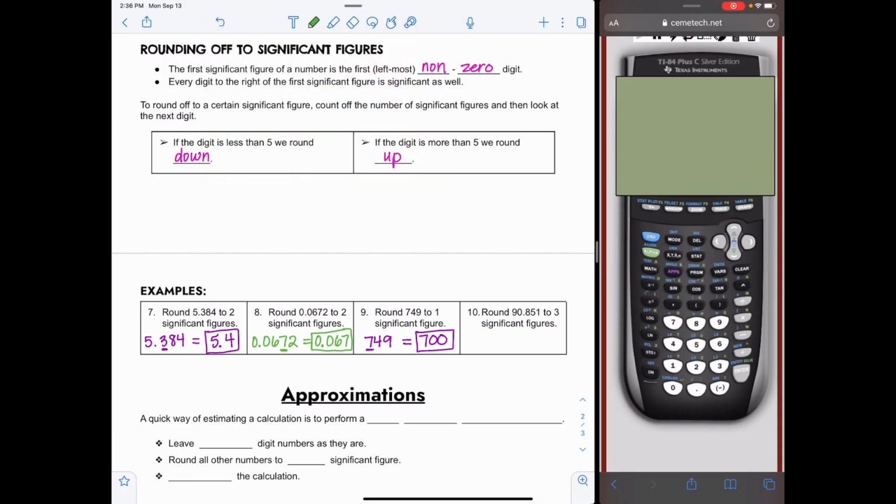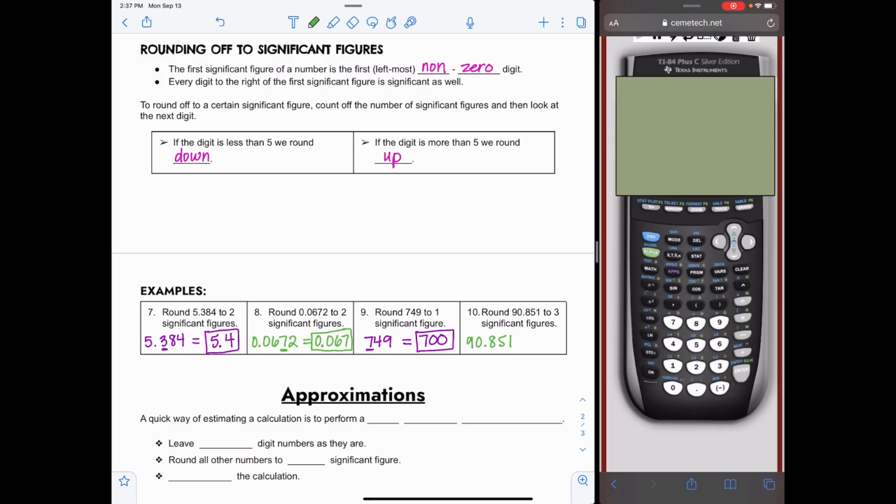Last but not least, with significant figures, let's look at number 10. So example number 10 says round 90.851 to 3 significant figures, or 3 sig fig. So we write down 90.851. The first significant number that we have is 9. So the 0 that is after that 9 is also significant.